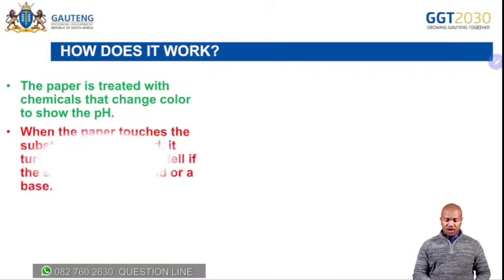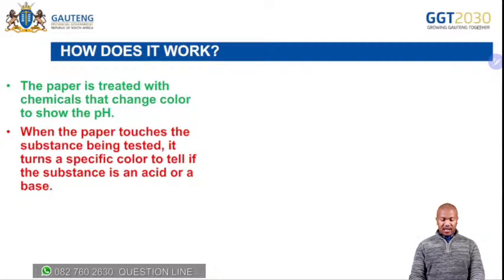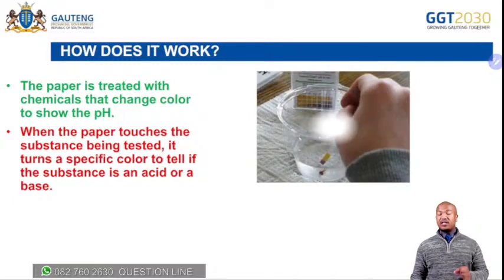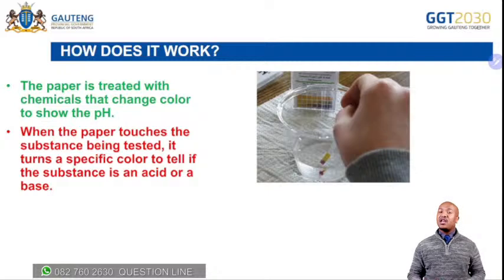Also, when the paper touches the substance being tested, it turns a specific color to tell if the substance is an acid or a base, as I've mentioned here. So this is how we dip that paper into our solution to check for the color change and decide whether it's an acid or base, depending on the color that we see there.